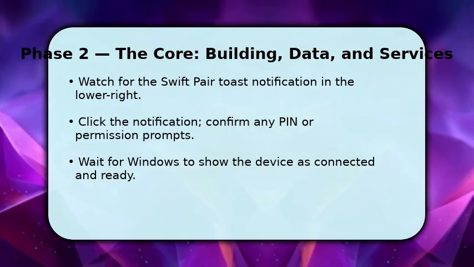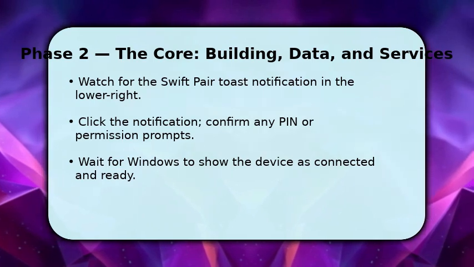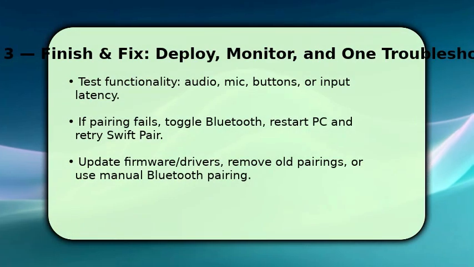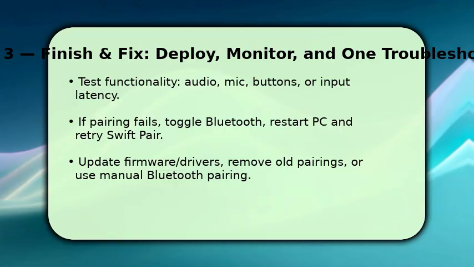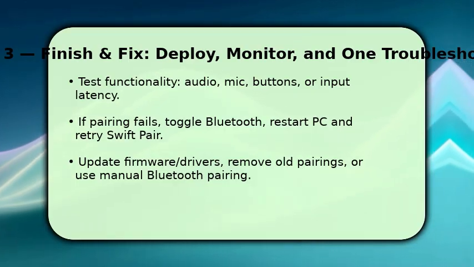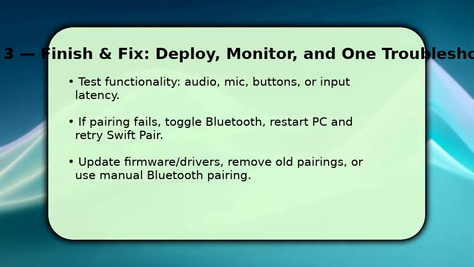You finalize by testing the device's primary functions. Play audio, check the microphone, or try buttons so you catch issues early. If pairing fails, first toggle Bluetooth off and on, then restart your PC and retry Swift Pair. Many transient errors clear that way.